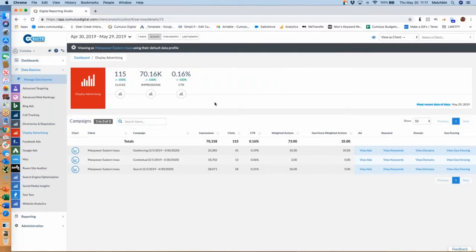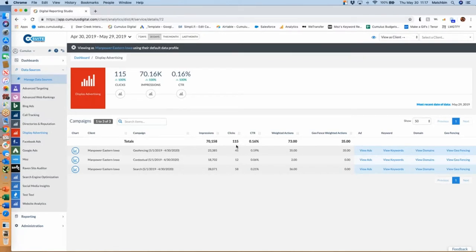Perfect. Okay. So right here you can actually see that we're using three different tactics. Remember, there were four of them. We're using three of the four tactics to deliver Manpower of Eastern Iowa's impressions: geofencing, contextual, and keyword search retargeting. It breaks out how many impressions were served for each tactic, and then sums it up in the total. So far in the month, from May 1st till today, we've served over 70,000 impressions.